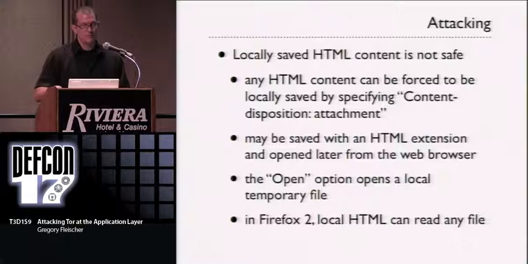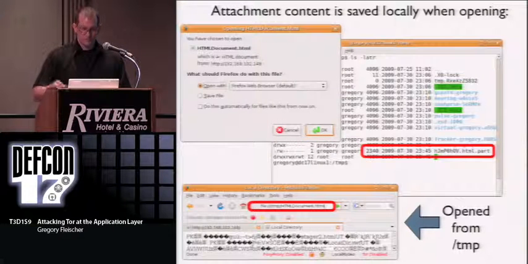Like in Firefox 2, local HTML could read any file, any directory on your machine. So it's as simple as clicking on a website, getting a pop-up that says, "Do you want to open or save this?" and you say save, and then run it later. It could just read any file on your machine and send it off. Now, this has been fixed in Firefox 3 and beyond. Locally saved HTML content is limited to reading itself and existing subdirectories that it knows about. It can no longer enumerate every single file on your machine.